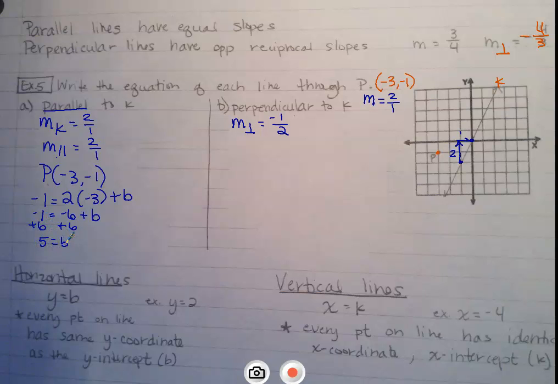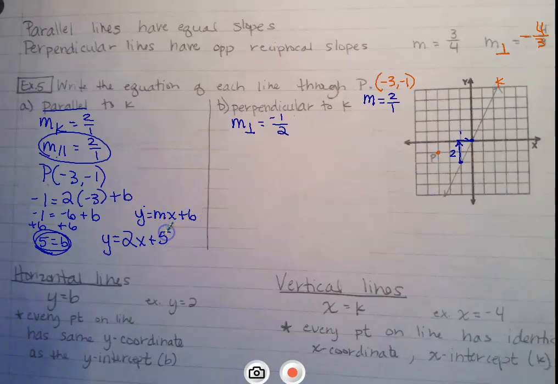Good. And then I put it in the slope format. So y equals, we've got our slope, and now we have our b. Remember we have y equals mx plus b, so we plug in the 2 and we plug in the 5. Plus, what's the number for b? y equals 2x plus 5.